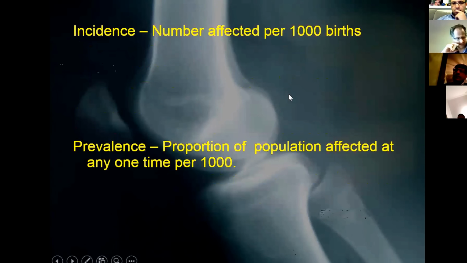Just remember, I'm introducing this. It can come here, it will come in statistics. And this is, I feel, one of the simplest definitions. Incidence is the number affected per 1,000 births. And prevalence will be the proportion of the population affected at any one time per 1,000. So just remember incidence, number affected per 1,000 births.